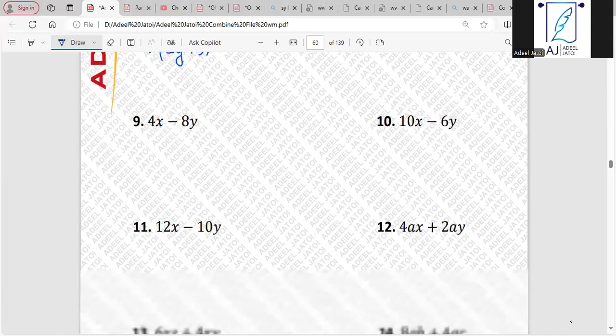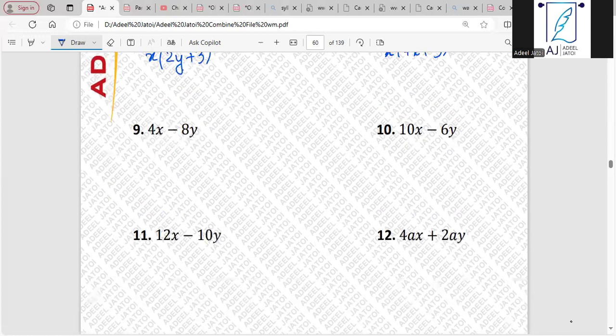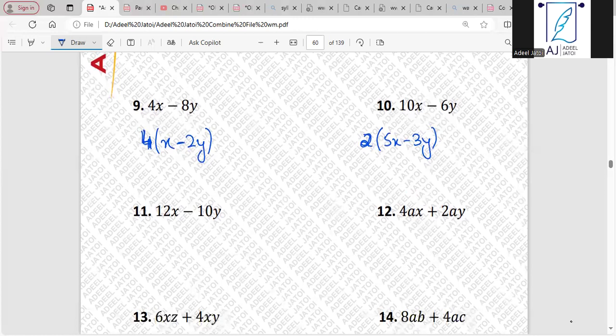Part 9, 10, and 11. We see 4 as common. What are we left with? X minus 2y. 10x minus 6y. What is common? 2. Maximum is 2, right? So 5x minus 3y. 11. 12x minus 10y. So we take 2 as common. So this will be 6x minus 5y.